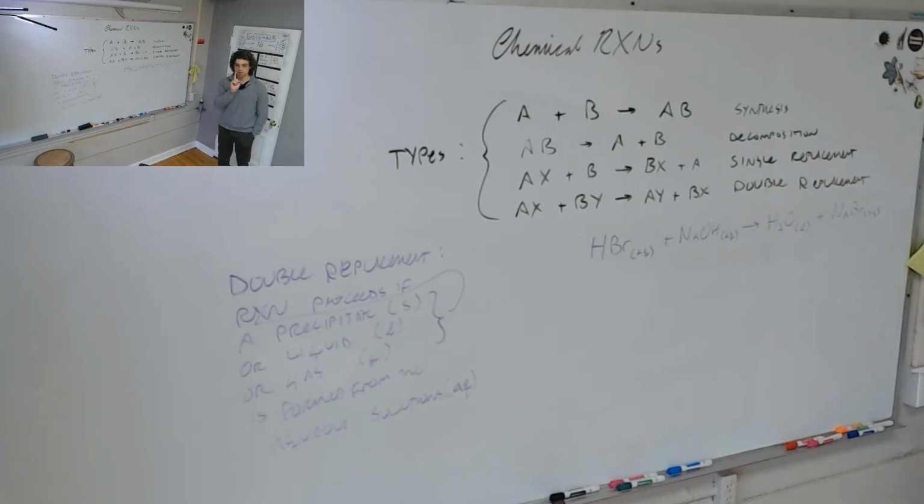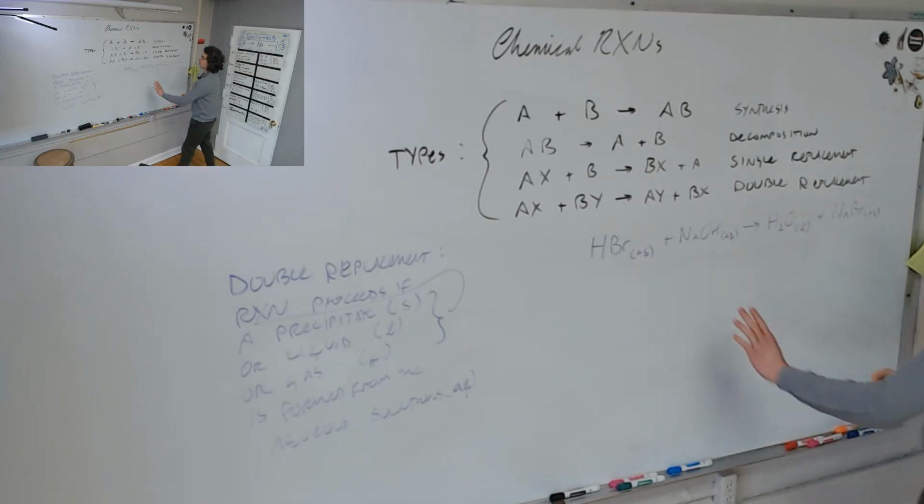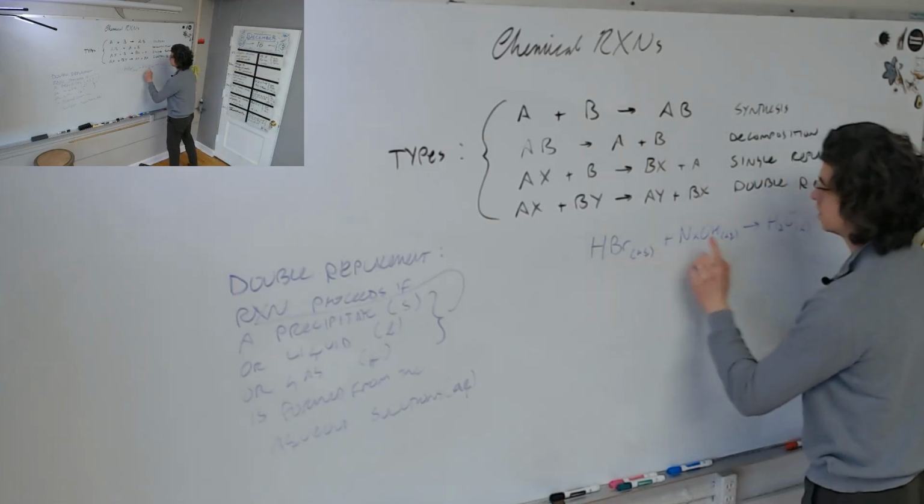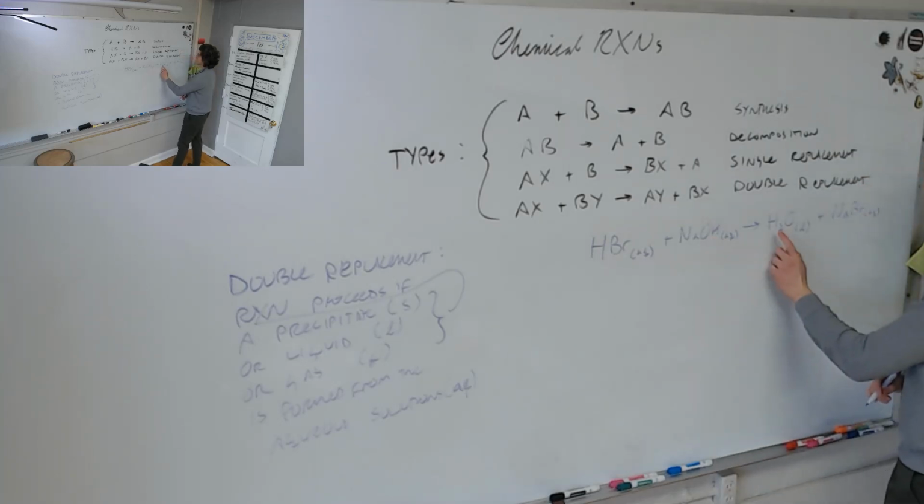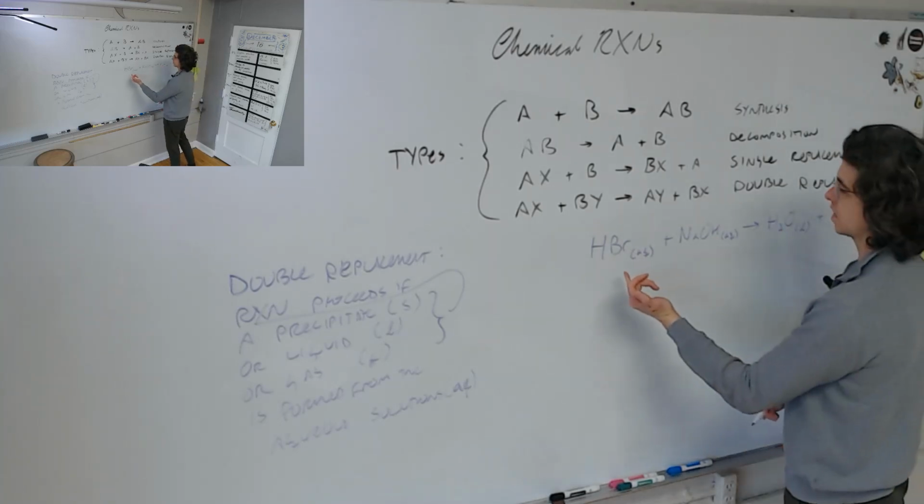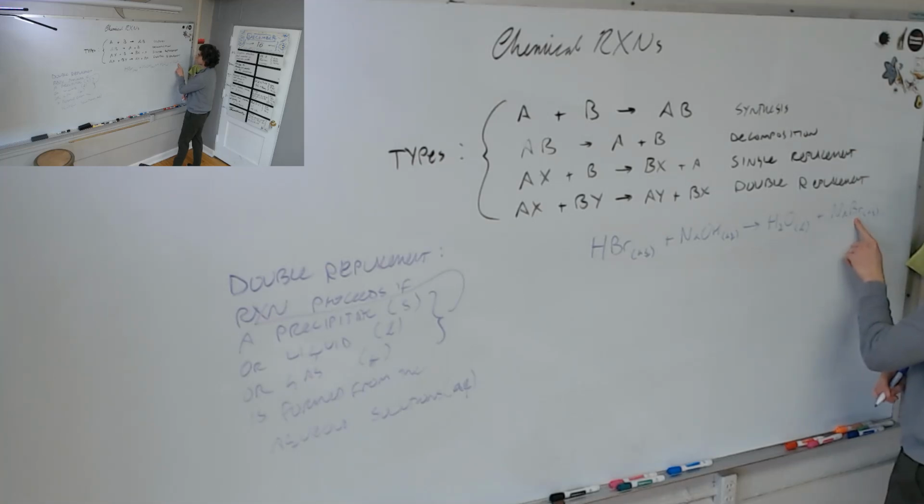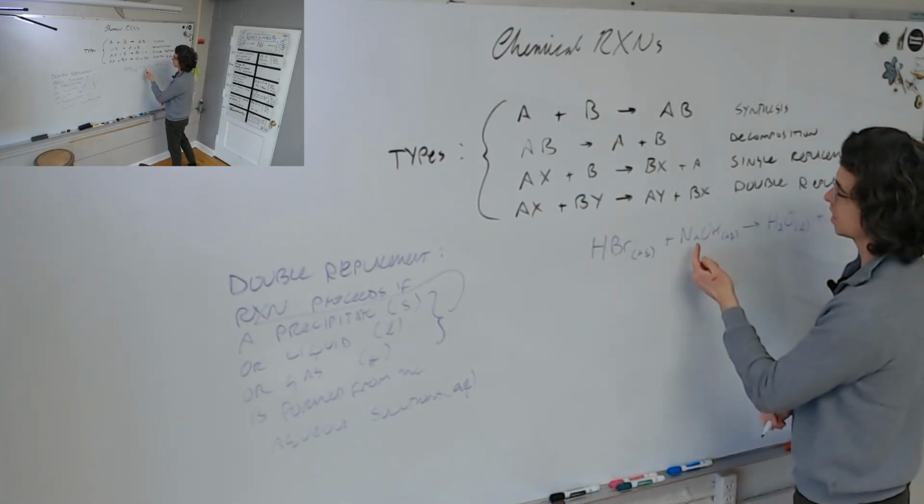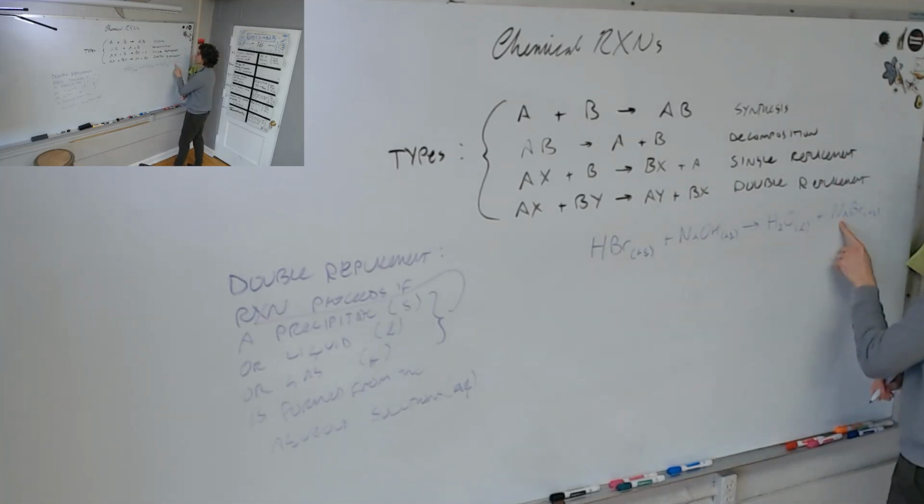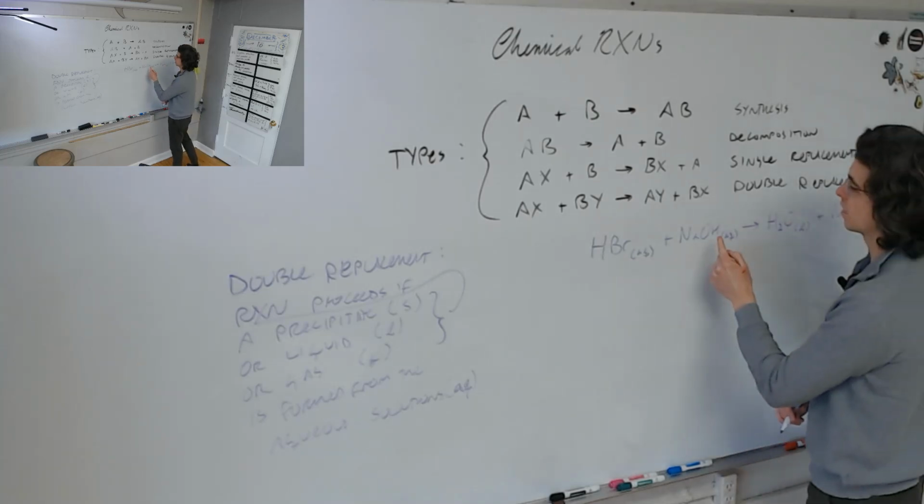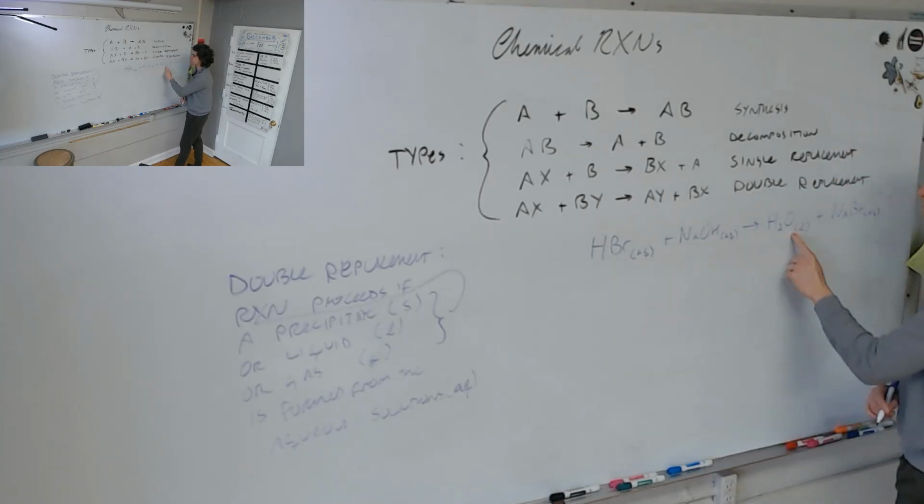First of all, step one is make sure it's balanced. Is this balanced? Well, let's check. On the reactant side, we have 2 hydrogens. On the product side, we have 2 hydrogens. On the reactant side, we have 1 bromine. On the product side, we have 1 bromine. On the reactant side, we have 1 sodium. On the product side, we have 1 sodium. And on the reactant side, we have 1 oxygen. On the product side, we have 1 oxygen.